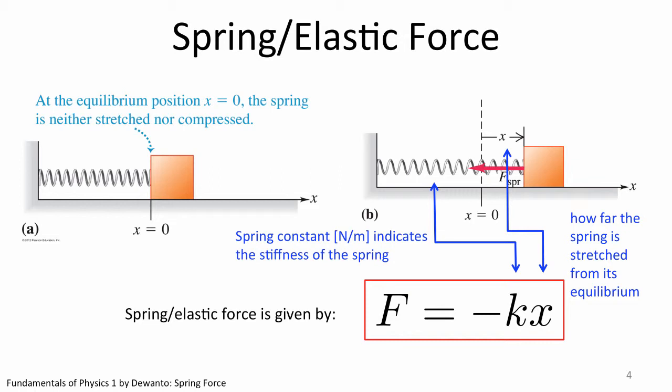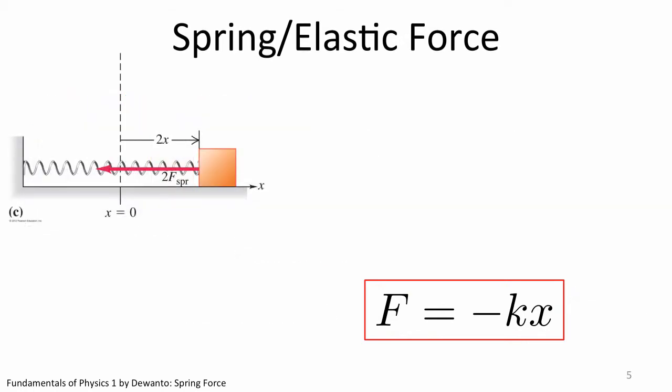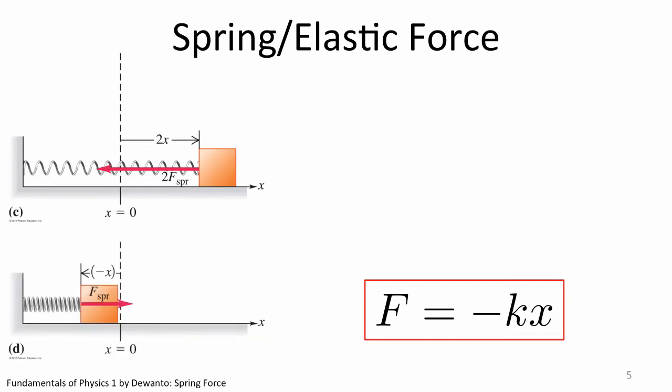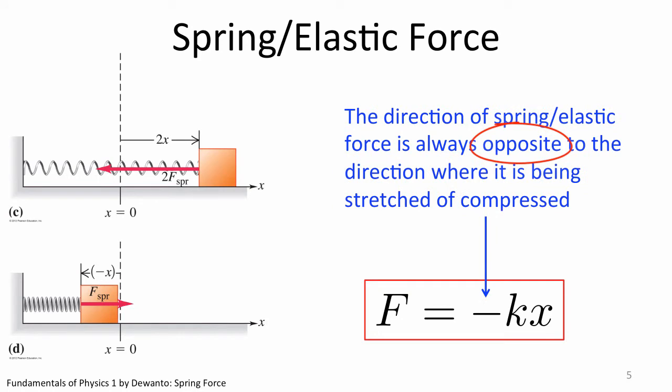But wait a minute, why is there a negative sign there? When you stretch or compress the spring and release it, notice the direction in which the spring recoils. It always recoils back toward its equilibrium. If you stretch the spring to the right, it will recoil back to the left. If you compress the spring to the left, it will rebound back to the right. In short, the recoiling elastic force of the spring is always opposite to the direction in which it is being stretched or compressed. That's the meaning of the negative sign in the equation.